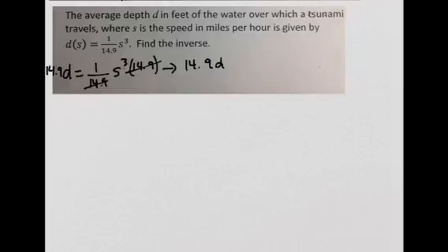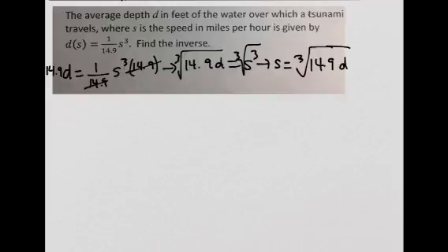And so you're left with 14.9d equals s cubed. So now we take the cube root of both sides. So then it gives me s equals cube root of 14.9d. So in proper notation, it would be s of d is the cube root of 14.9d.